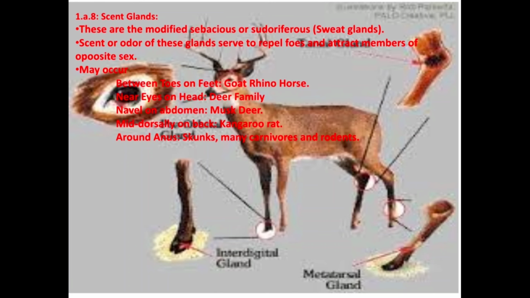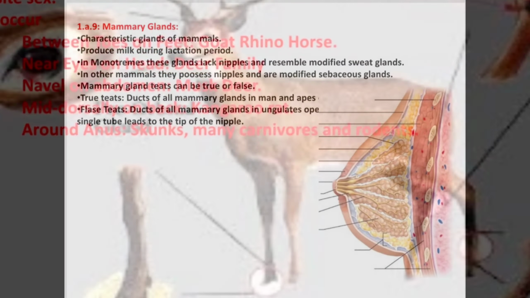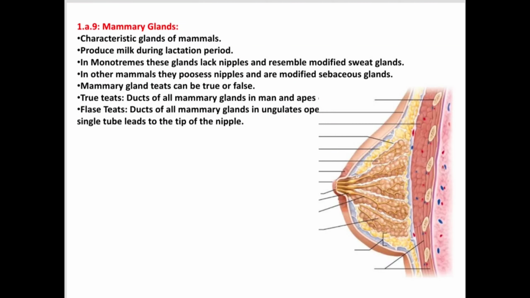Now the last major gland, that is the mammary gland. This is a characteristic of mammals, and it is a compound tubular gland that produces milk during the lactation period for feeding the young ones. Mammary glands show teats on the surface of the body, but in some cases these teats or nipples are absent, for example in monotremes.